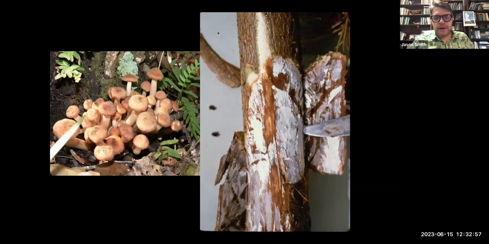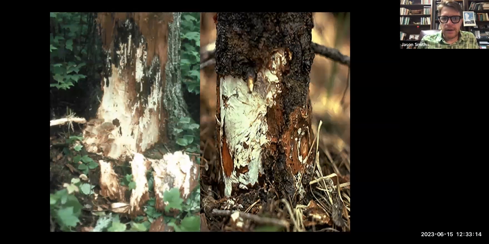So you get these clusters of mushrooms a couple of times a year, usually in the fall, but sometimes at the beginning of the rainy season. We also see this fungus producing a white mycelial growth under the bark. Particularly in recently killed tissue, we see the white mycelial growth.